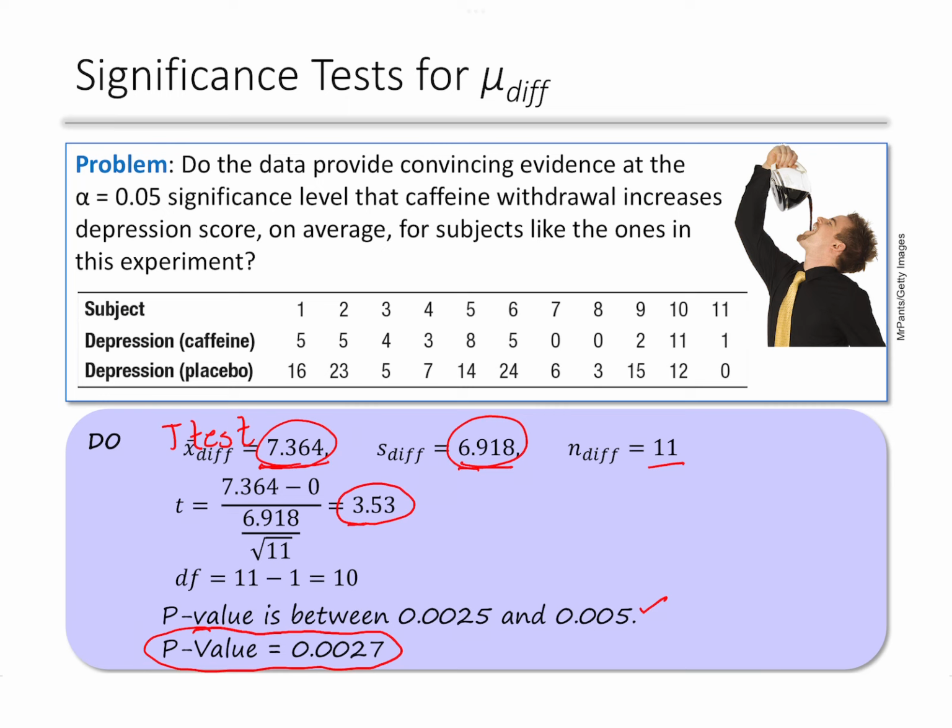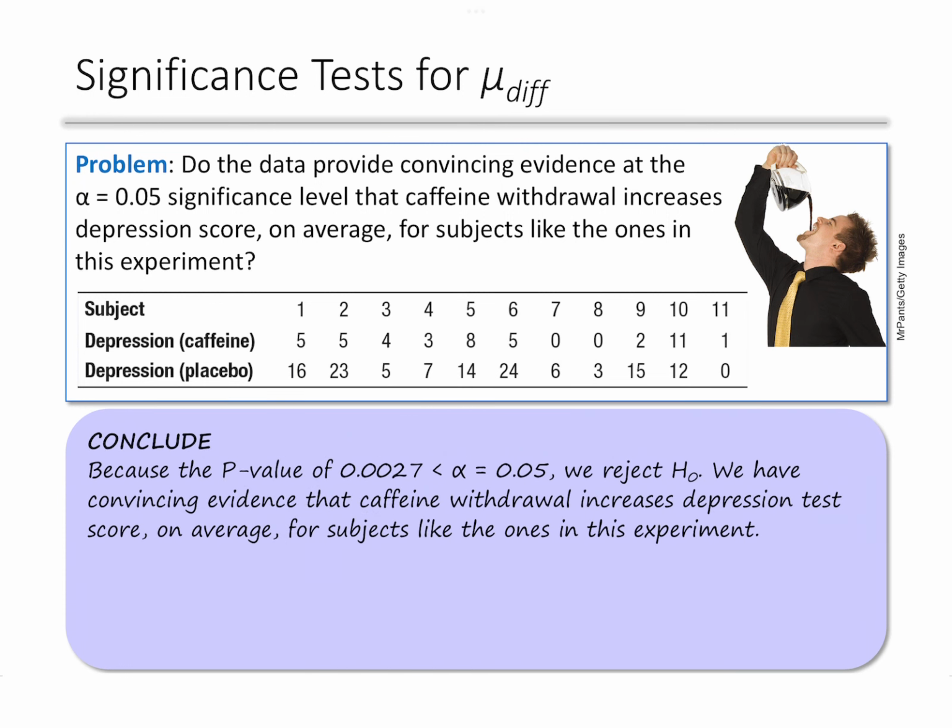And then you have to make your decision. So it didn't give us a level of significance. So remember, when it doesn't give us a level of significance, that means we're going to use 0.05. So when it gives us our 0.05, we need to compare these two values, 0.0027 and 0.05. My p-value is less, so that means we reject, so we make our conclusion. Since our p-value is less than alpha, we reject our null hypothesis. Remember, we have to have this whole sentence. Therefore, we have convincing evidence that caffeine withdrawal increases depression test score on average for subjects like the ones in this experiment. So there's our conclusion statement. So you can pause and get that written down.